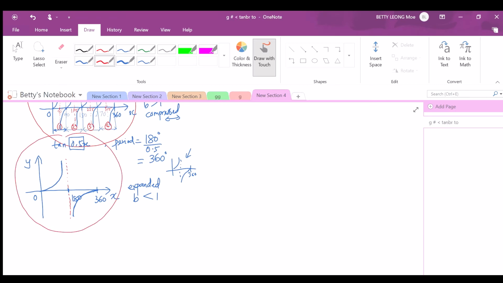Okay, so that's it. I hope you can understand. The important thing is you must understand the meaning of period. Period is one complete cycle.